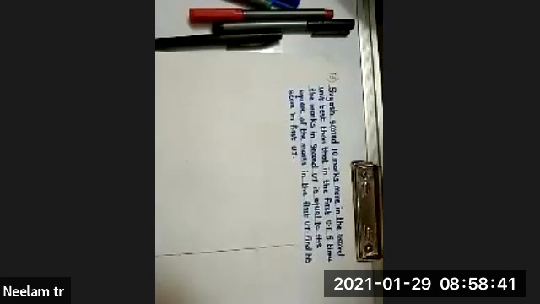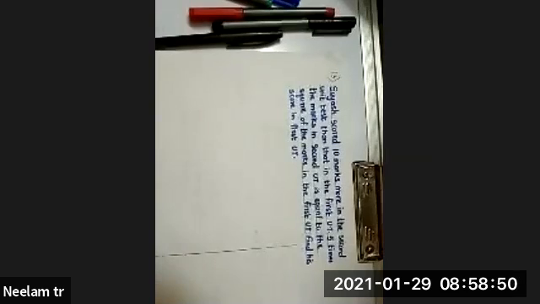Suyash scored 10 marks more in the second unit test than in the first unit test. 5 times the marks in the second unit test is equal to the square of the marks in the first unit test. Find his score in the first unit test.